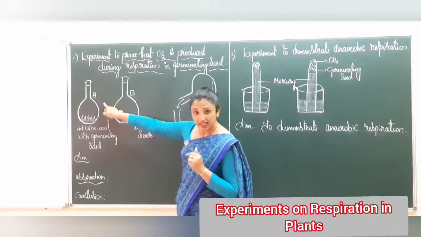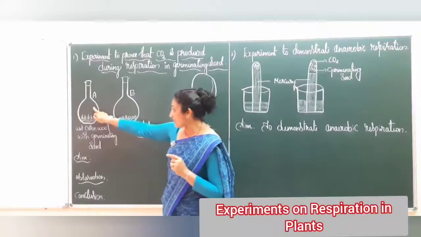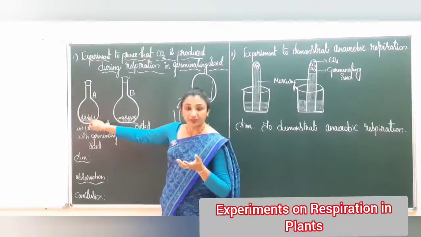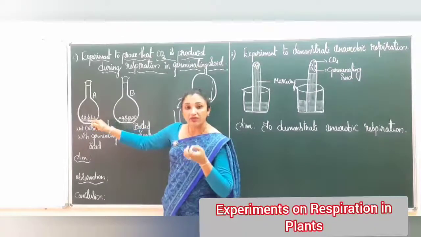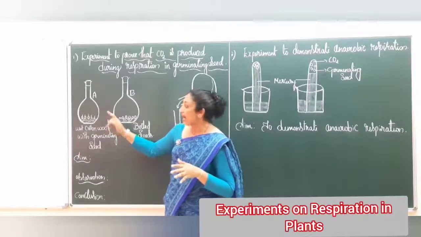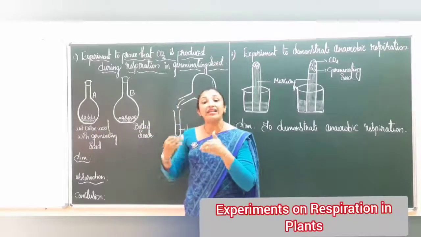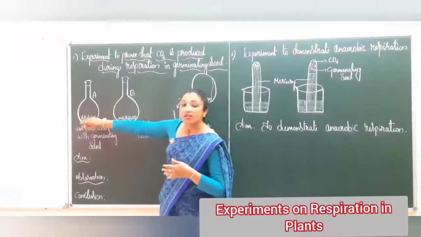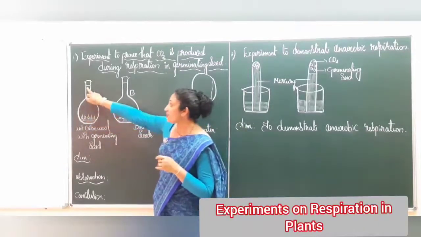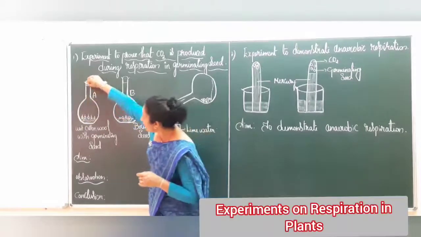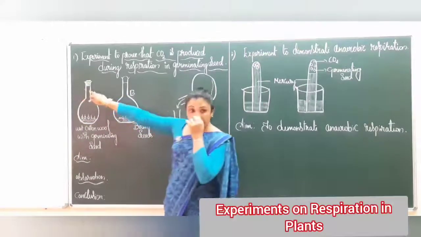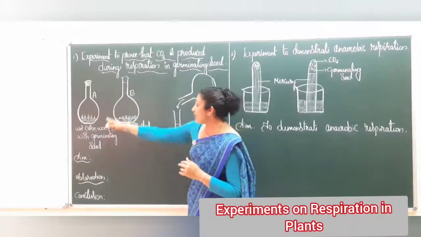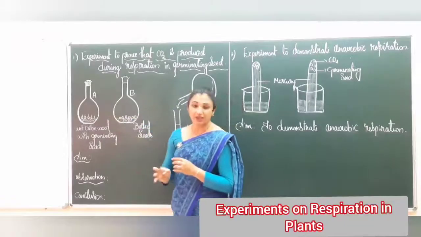We have flask A. At the bottom of the flask we have kept wet cotton wool. At the bottom of the flask we have kept the cotton wool which is wet, and above that we will put some already germinated, little sprouted seeds, germinating seeds, and we will close the flask with the rubber cork. Now we will move on to flask B. This is the control setup of this experiment.